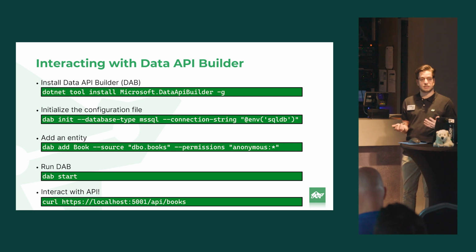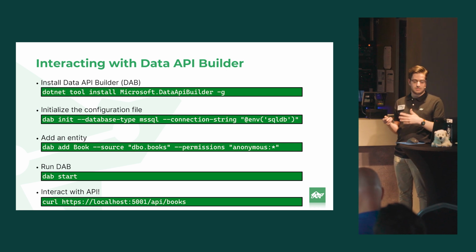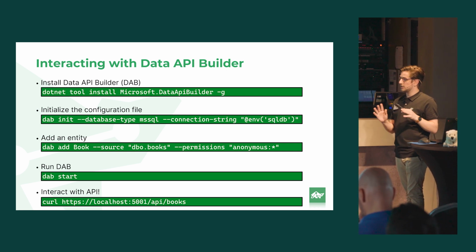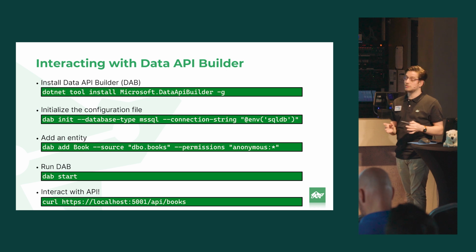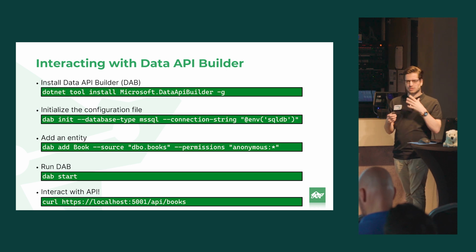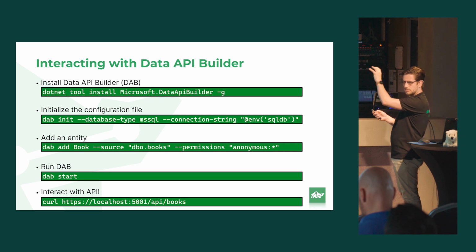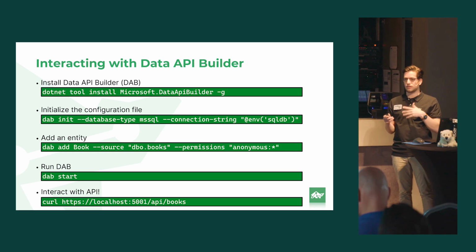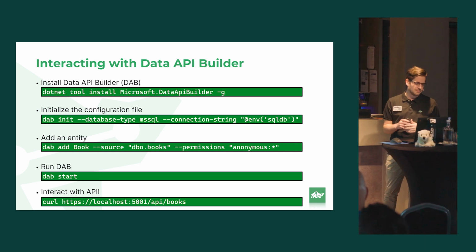Next, we need to initialize it. So we say dab init, or initialize. We want to initialize it for a database type connection for Microsoft SQL Server, and the connection string will be stored in an environment variable. We could also just put it in there, but it's a bit more insecure, so storing it in an environment variable is just a better idea.